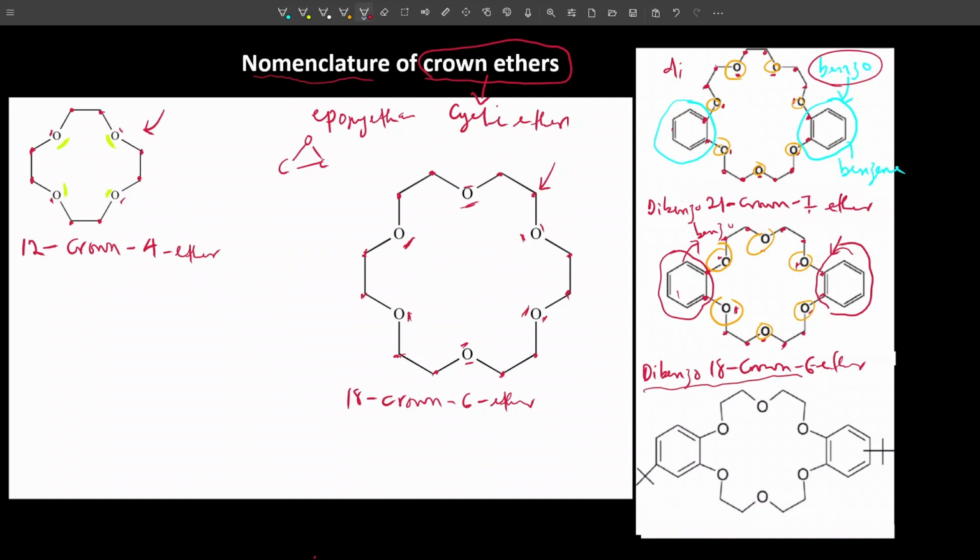So this is dibenzo 18 crown 6 ether. Let's name this one down here. Okay, there's no space down, so let's come over here. All right, so let's name it again.